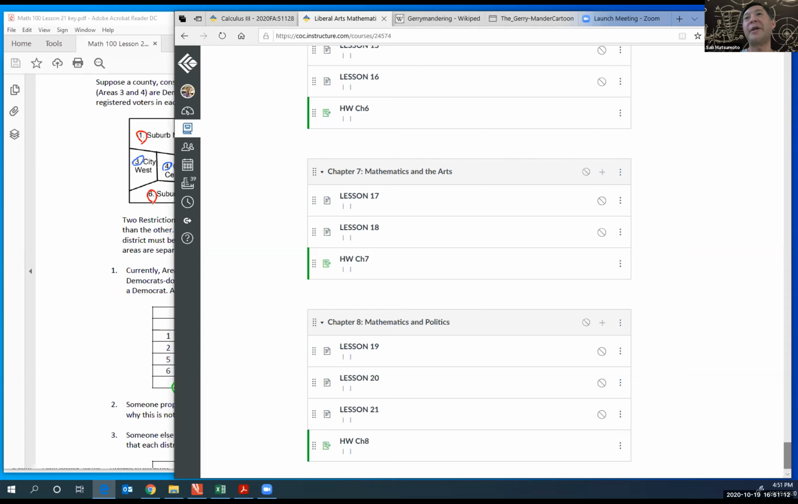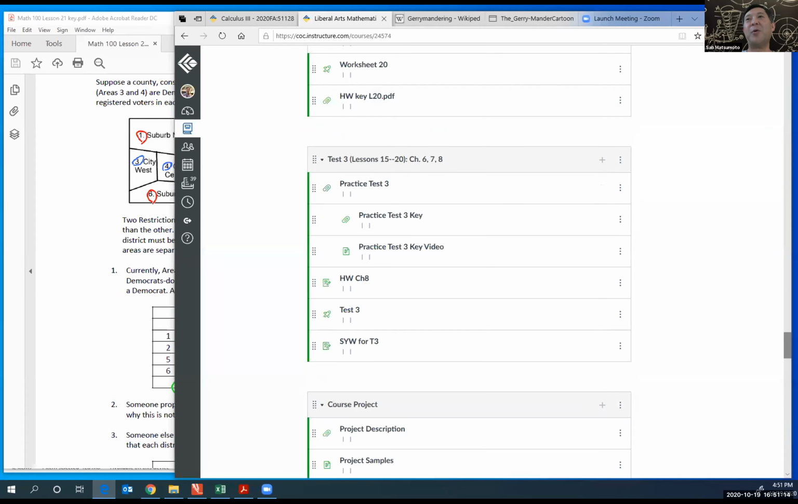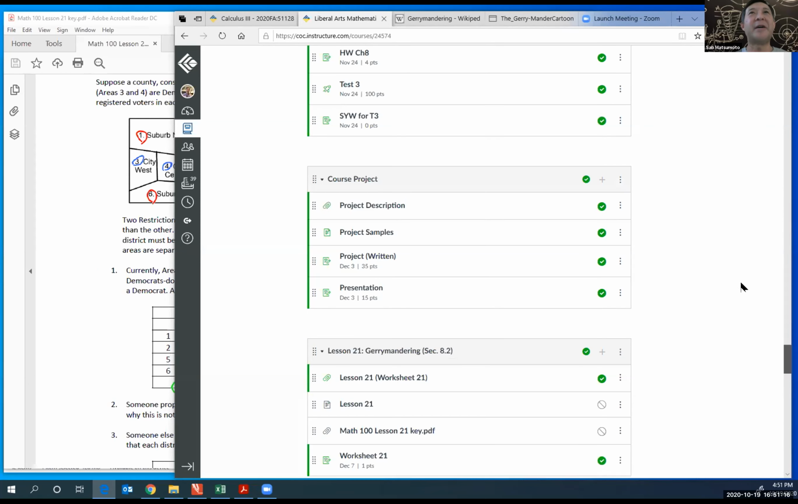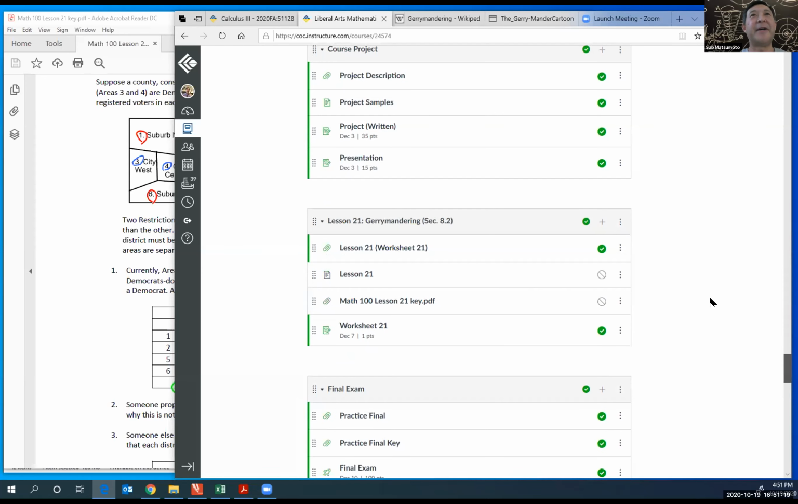Because of the order in which we are covering this, we're doing this after the course project and right before the final exam. Lesson 21 is found between the course project module and the final exam module. This is where you can download worksheet number 21, which is the lesson notes, and this is the lesson 21 page where you have a link to this video and so on.